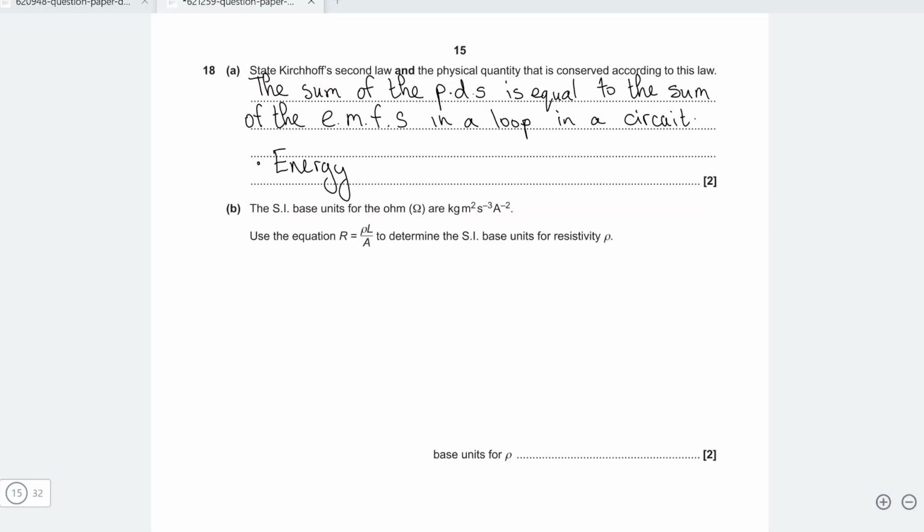Part B. The SI base units for the ohm are given, and we need to use the equation to determine the SI base units for resistivity.